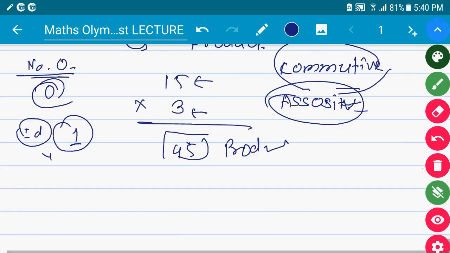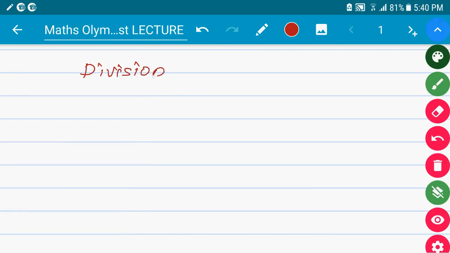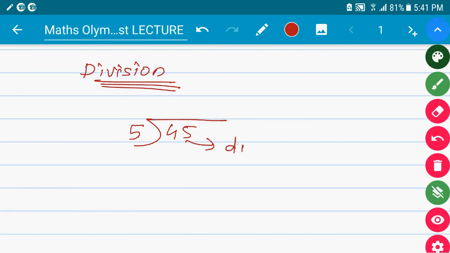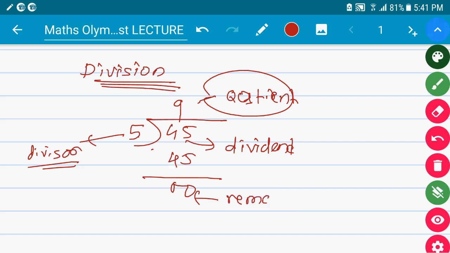And the last operation is division. Here, if 45 is divided by 5, 45 is known as the dividend, this 5 is known as the divisor, the answer obtained here, which is 9, is known as the quotient, and the 0 that remains after the final result is known as the remainder.